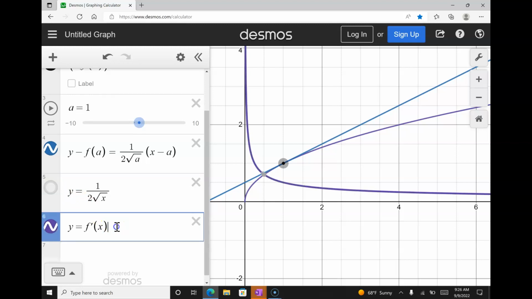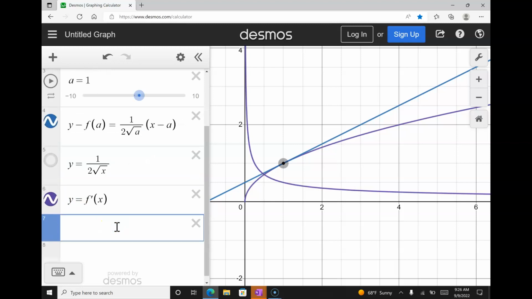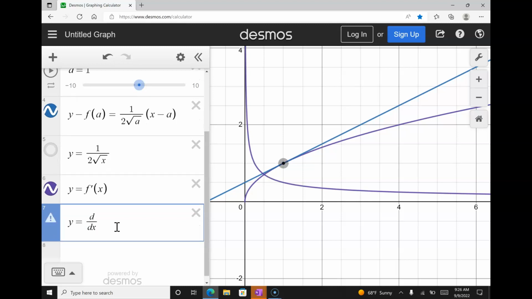I have another option as well. I can use this feature, y equals d dx of f of x. And now it's in black. Do you see it? So there's my original one in green, right? There's my new one in purple using the notation f prime. And then, of course, I can also use this other notation, d dx. d dx means derivative.